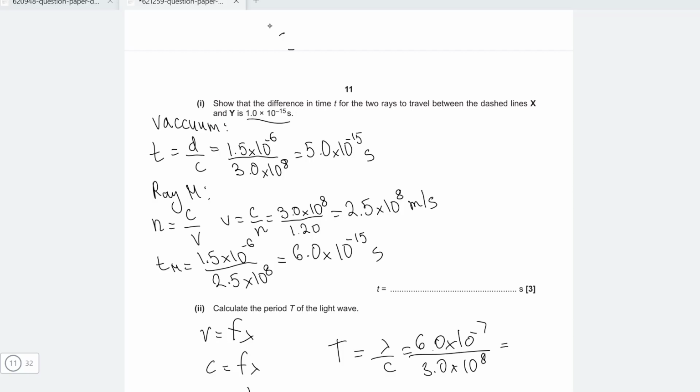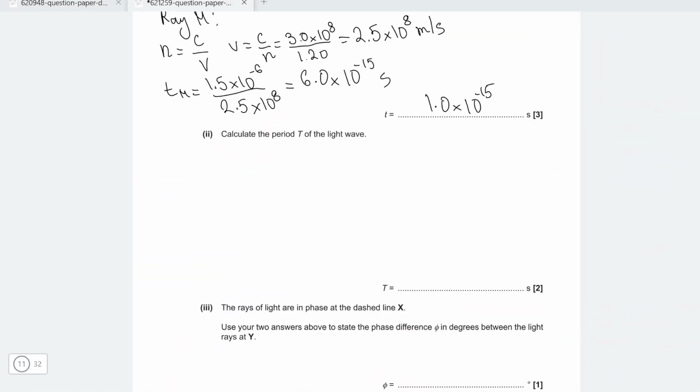So final step over here, I'm just going to say that, let's say the delta T is equal to, let's start with the bigger one. So I'm going to say 6.0 times 10 to the power of minus 15, take away 5.0 times 10 to the power of minus 15, which is equal to 1.0 times 10 to the power of minus 15 seconds. Okay, next one, calculate the period of the wave.